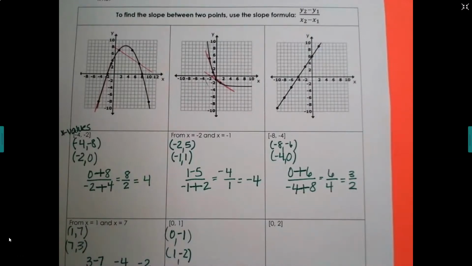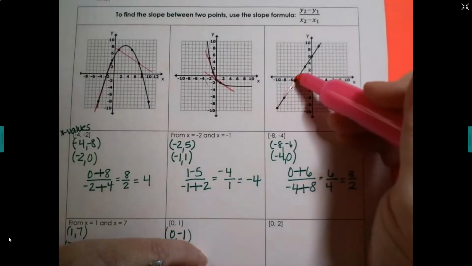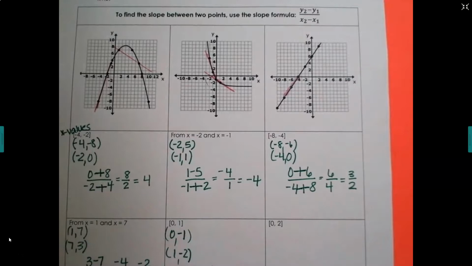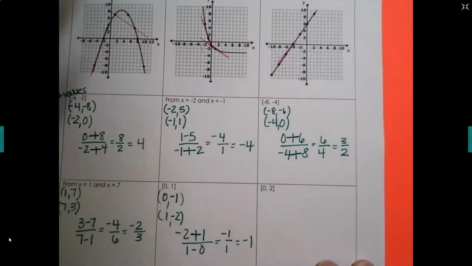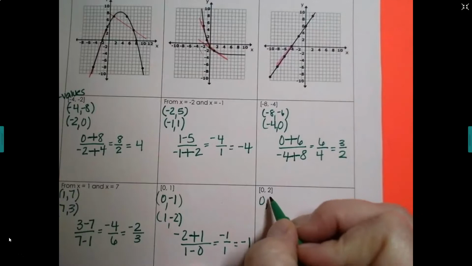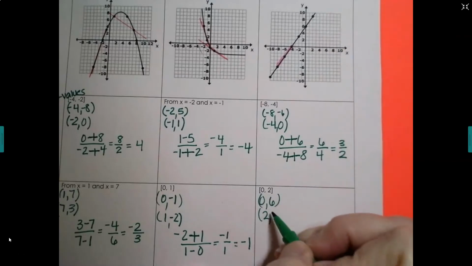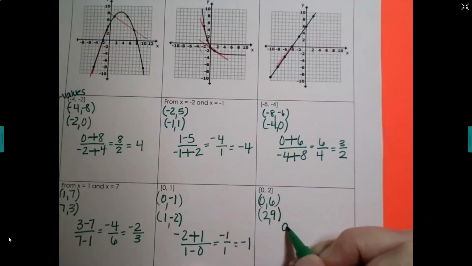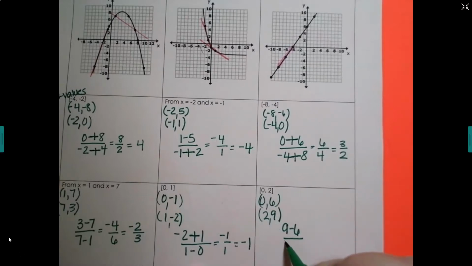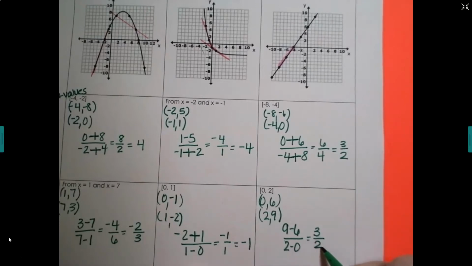So when I look at between those 2 points, we go from -8 to -4. So we're talking about this section right here. Now let's try between these 2 points. Because it's linear, I should get the same slope because it's constant. So if x is 0, my y value there to be on the graph is 6. And if x is 2, my y value will be 9. Calculate it out. 9 minus 6 divided by 2 minus 0. 9 minus 6 is 3. 2 minus 0 is 2.